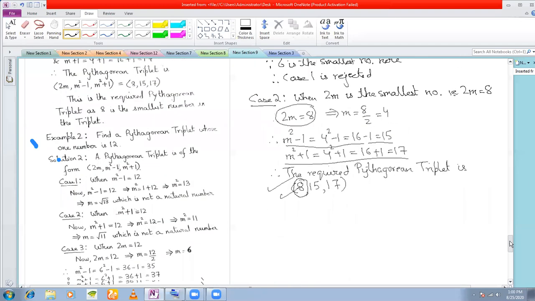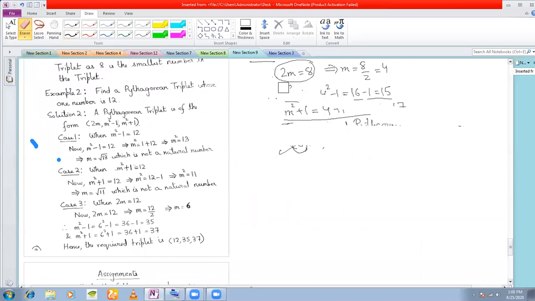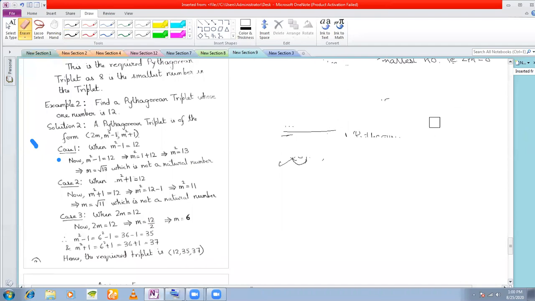Move on to the next one. Find a Pythagorean triplet whose one number is 12. One number. This time they have not said the smallest number or the highest number. They have said any one of the three numbers is 12.